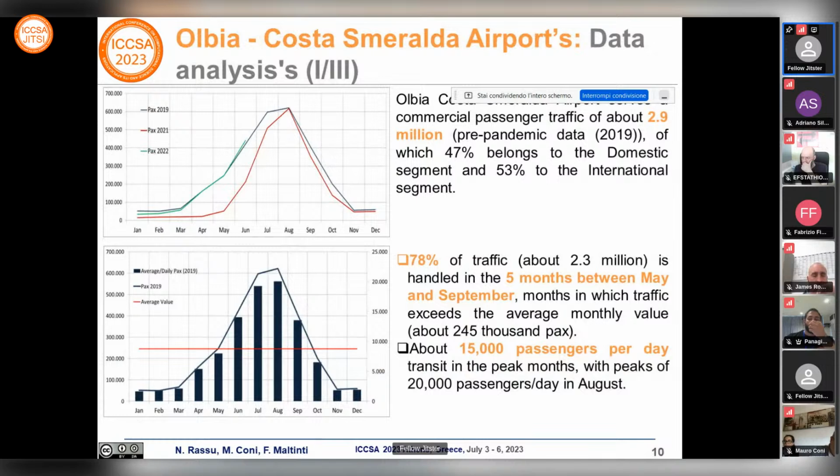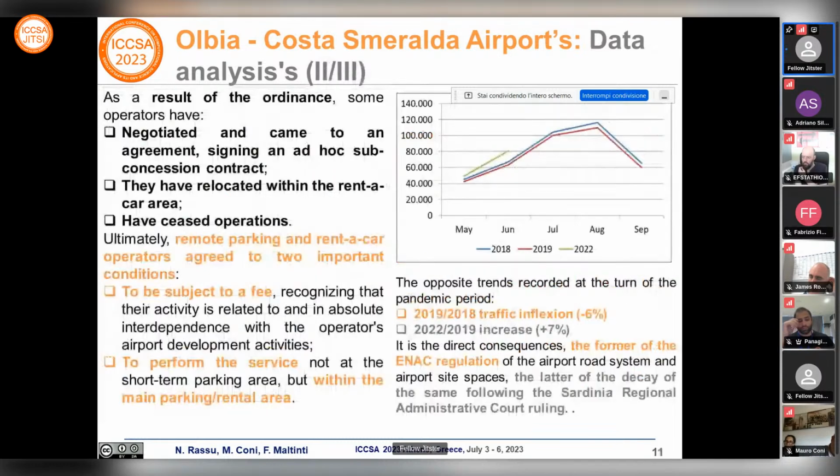Olbia Costa Smeralda Airport serves a commercial passenger traffic of about 2.9 million. Looking at the data for the first 6 months in green, it can be seen that the traffic trends follow those prior to the downturn due to the pandemic years in blue, which suggests that the alignment will continue for the following months as well. However, the aspect to be highlighted is the airport's tourism vocation, serving traffic mainly belonging to the leisure segment, which characterizes its market seasonality. In fact, 78% of traffic is handled in the 5 months between May and September, months in which traffic exceeded the average monthly values.